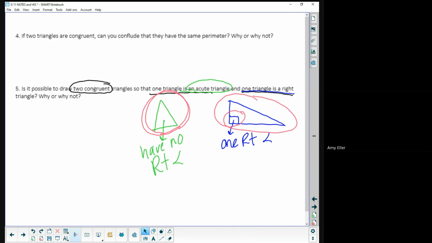That gets us through half of the 11-1 notes. So that should get you through half of your homework. So just do the first page front side of your homework for tonight.